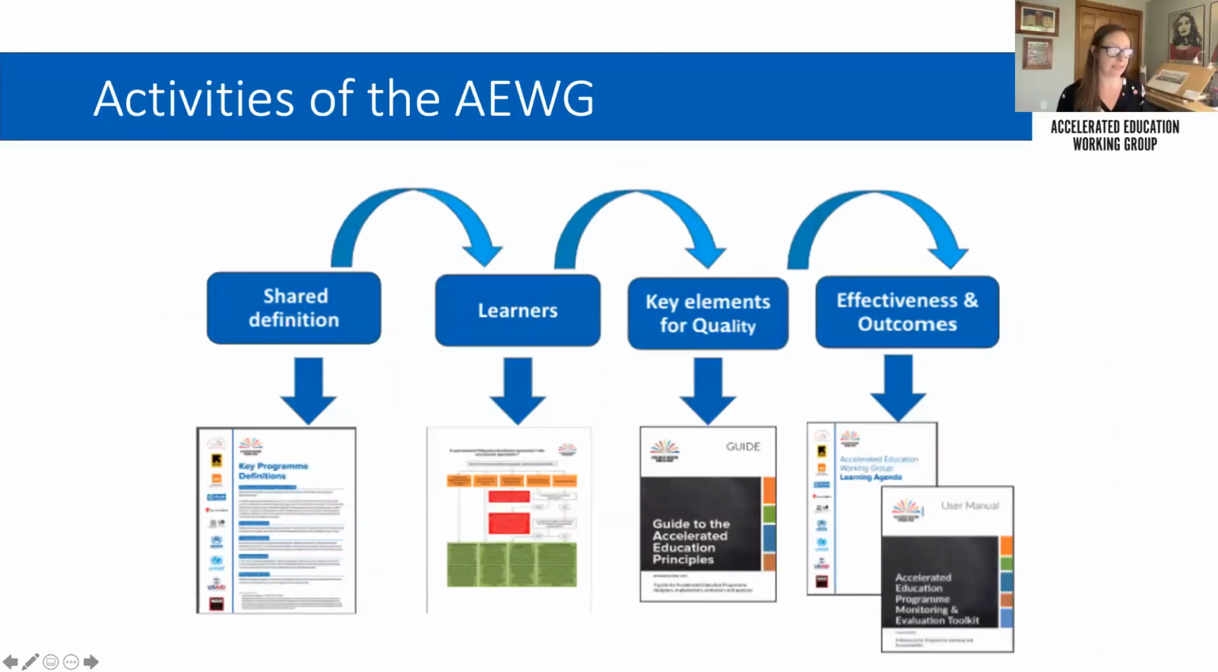So a key task for the AEWG in its first 2 years was to develop and agree upon a common understanding of what accelerated education is. And this was achieved in the AEWG's shared definition of AEPs, as well as definitions for other programs related to and often conflated with accelerated education. Those include catch-up programs, remedial programs, and bridging programs.